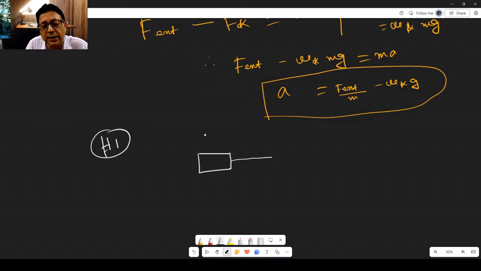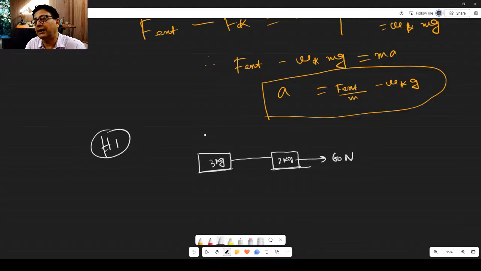This object is connected with another one, being pulled with a force of 60 Newton. The mass of the first object is 3 kg, this one 2 kg. There is an inextensible cord connected. You need not write all those things, just copy the diagram and solve it. Mu 1 is 0.2 and mu 2 is 0.1 here. This is on a rough horizontal surface, that's why mu is playing an important role over there.